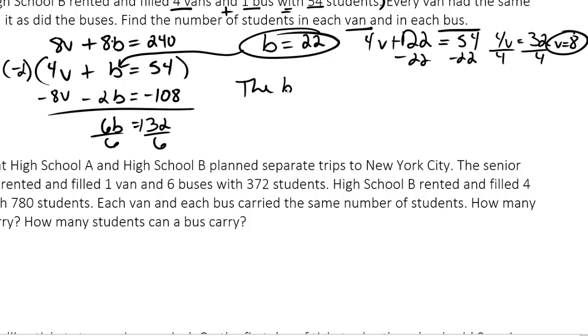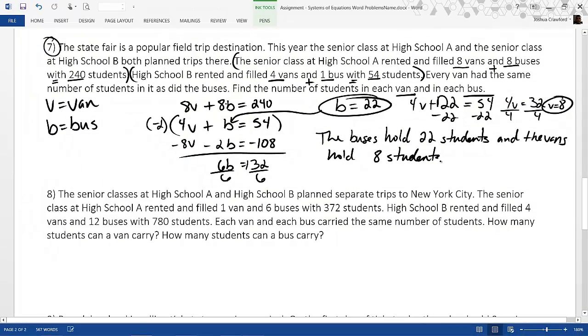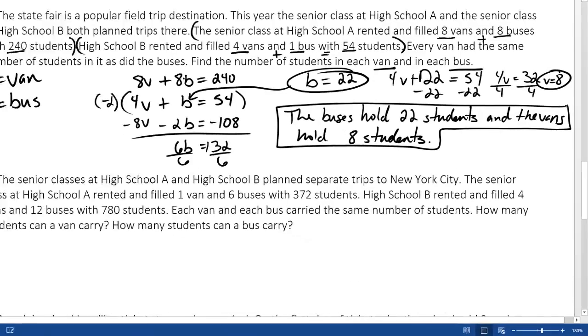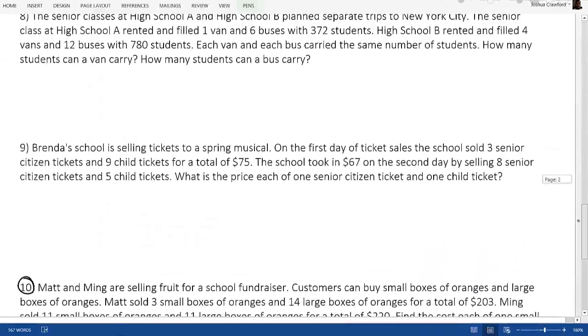So if V equals 8 and B equals 22, our sentence form will be: the buses hold 22 students and the vans hold 8 students. Okay, that's number 7. Let's go ahead and go on to number 10.